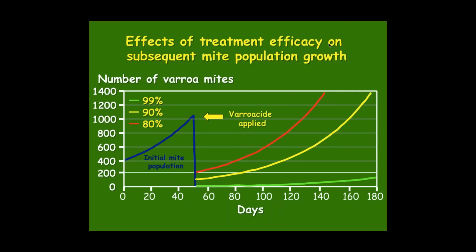And then there's the effect of treatment on Varroa growth. The green line shows what happens if you use a treatment that's 99% effective. The red line, 80% effective, yellow, 90% effective. So you can see that those factors all play into how quickly you can go from one level of Varroa to another.